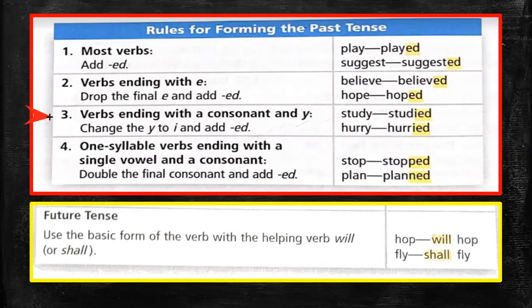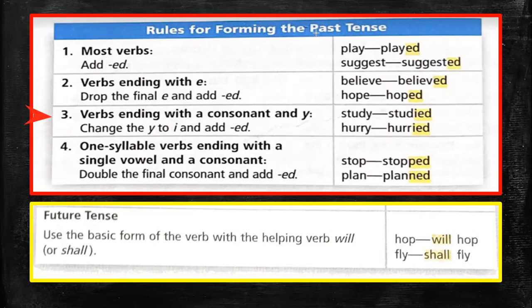Now, rule number three states that for verbs ending with a consonant and Y, you change the Y to I and add ed. And again, this is going to sound very familiar to the rule that you also had for the present tense, but please don't get mixed up and don't forget that for the past, you have to add ed. So let's look at the examples that we have. We have study and we have hurry. We can easily identify that study and hurry are verbs that end in Y, right?